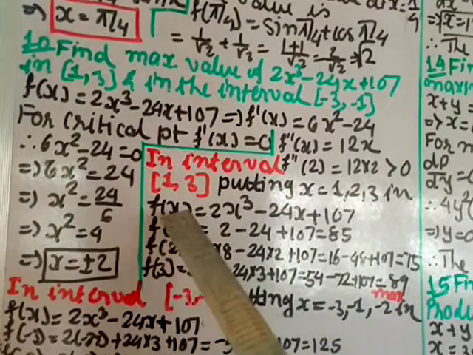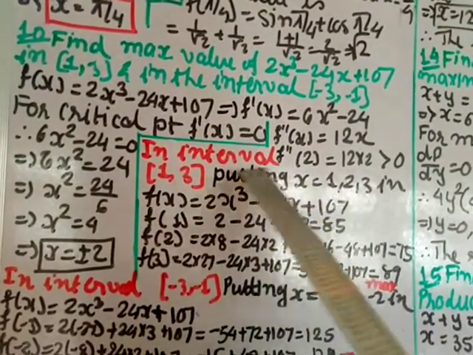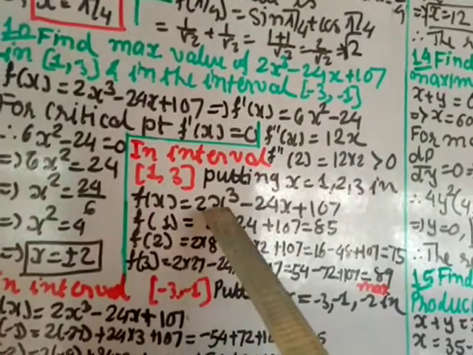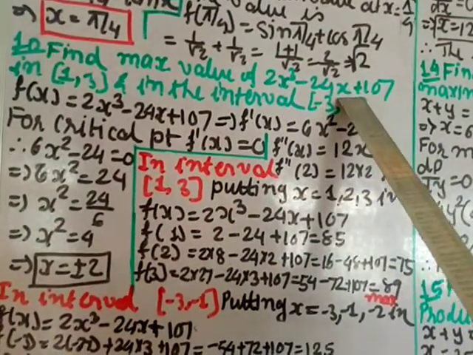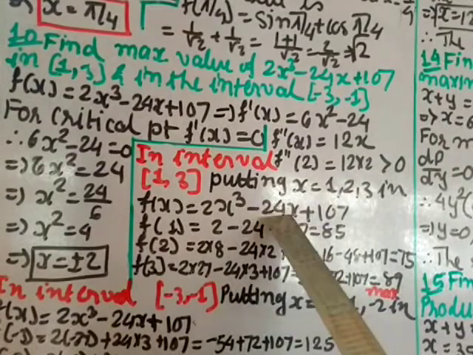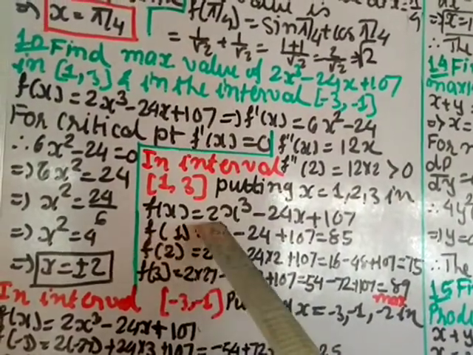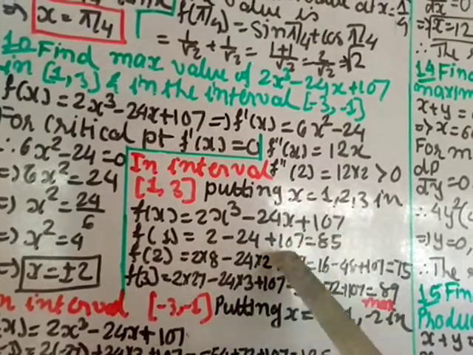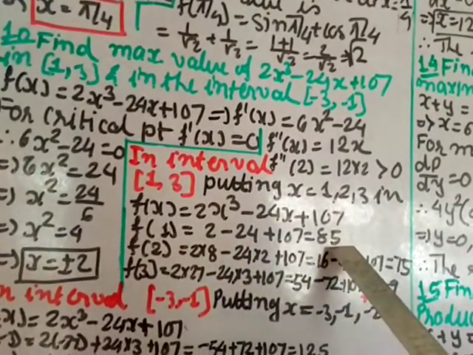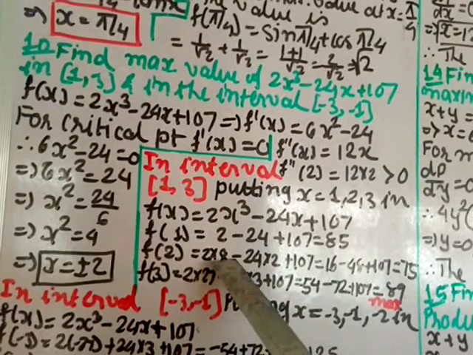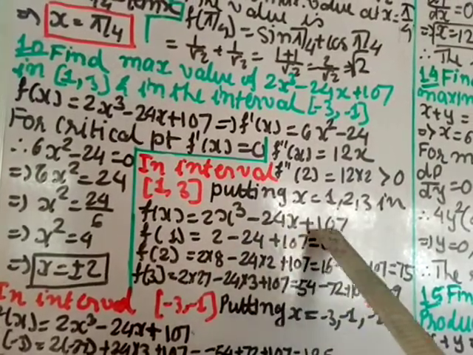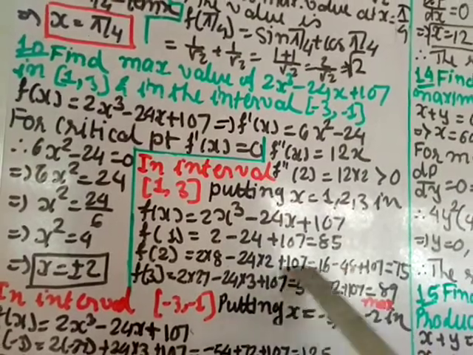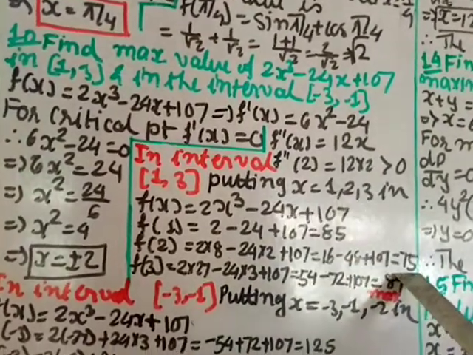Now in the interval 1 to 3, putting the values x equal to 1, 3 and 2 in the function f x, this one, 2x cube minus 24x plus 107. So I put first 1. So 1 cube is 1, so 2, 24 into 1 is 24, and 107. Simplify, you get 85. Then you put 2. So 2 cube is 8, 24 into 2, 107. So 2 into 8 is 16, 24 into 2 is 48, and 107. Simplify, you get 75.